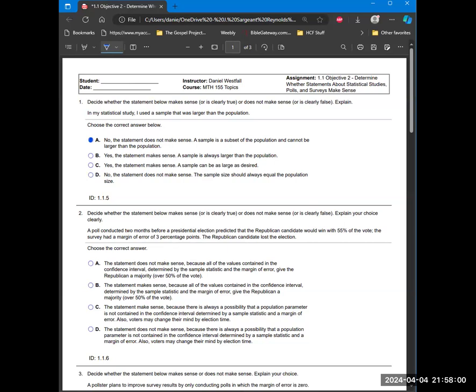So the statement makes sense because there's always a possibility that a population parameter is not contained in the confidence interval determined by a sample statistic and a margin of error. Also, voters may change their mind by election time. So this is option C.